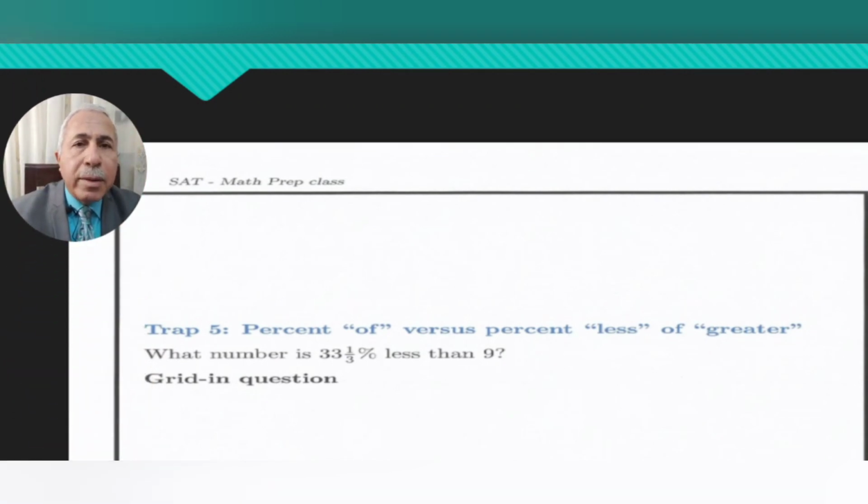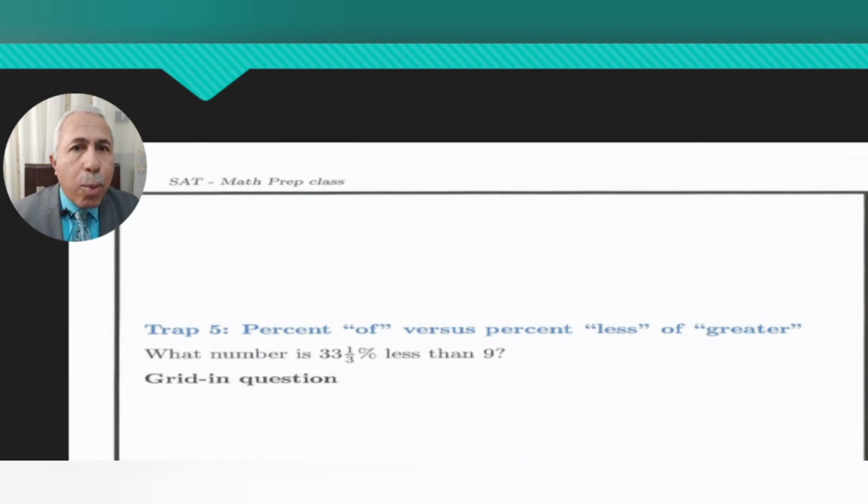What number is 33 and 1/3% less than 9? This is very tricky. Very small question and very quick question, but very tricky. Most of the students will read the question as I read before. But let's now read it as I want you to read it.